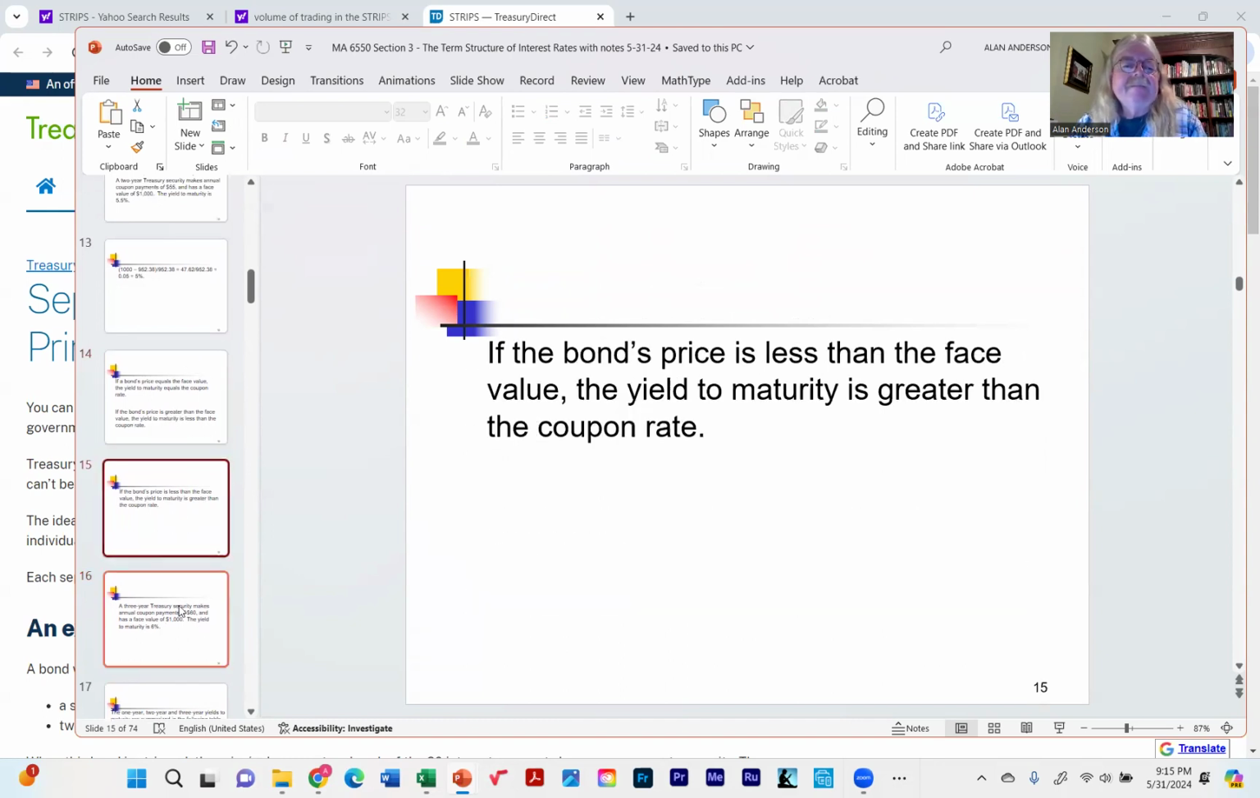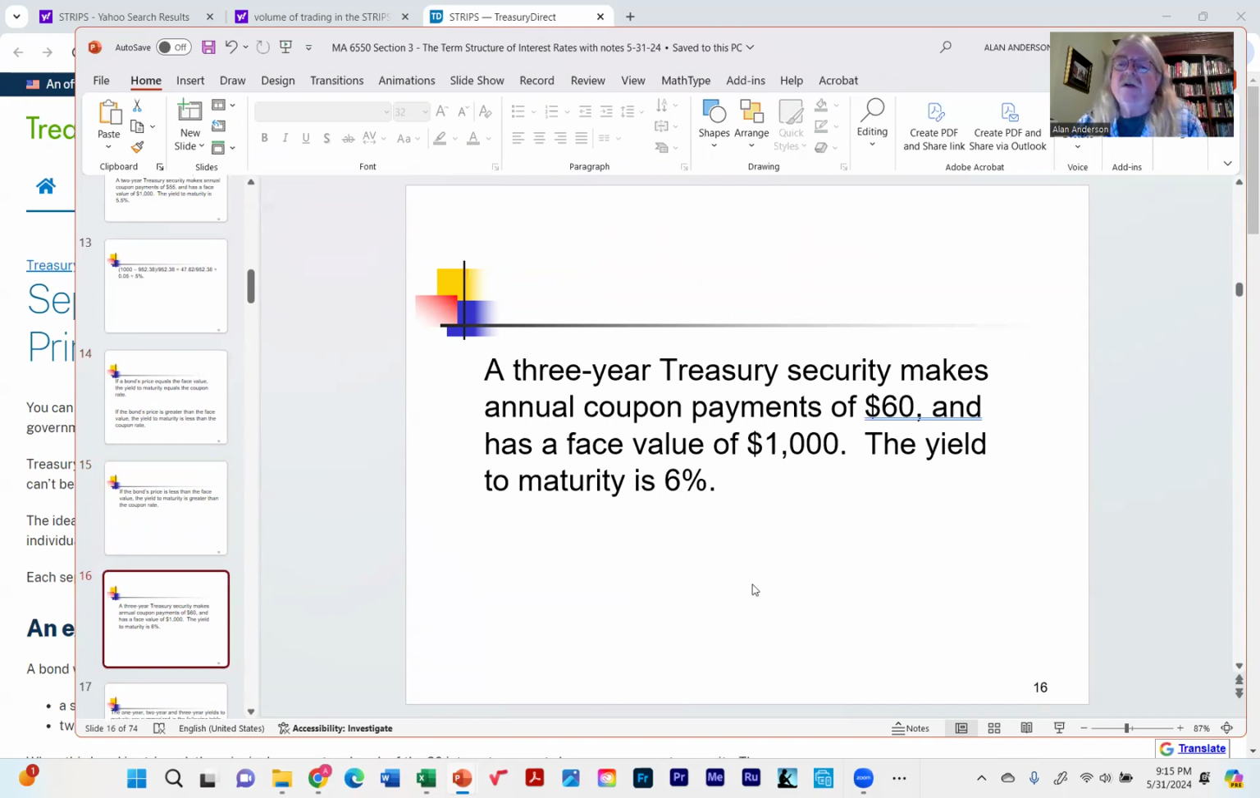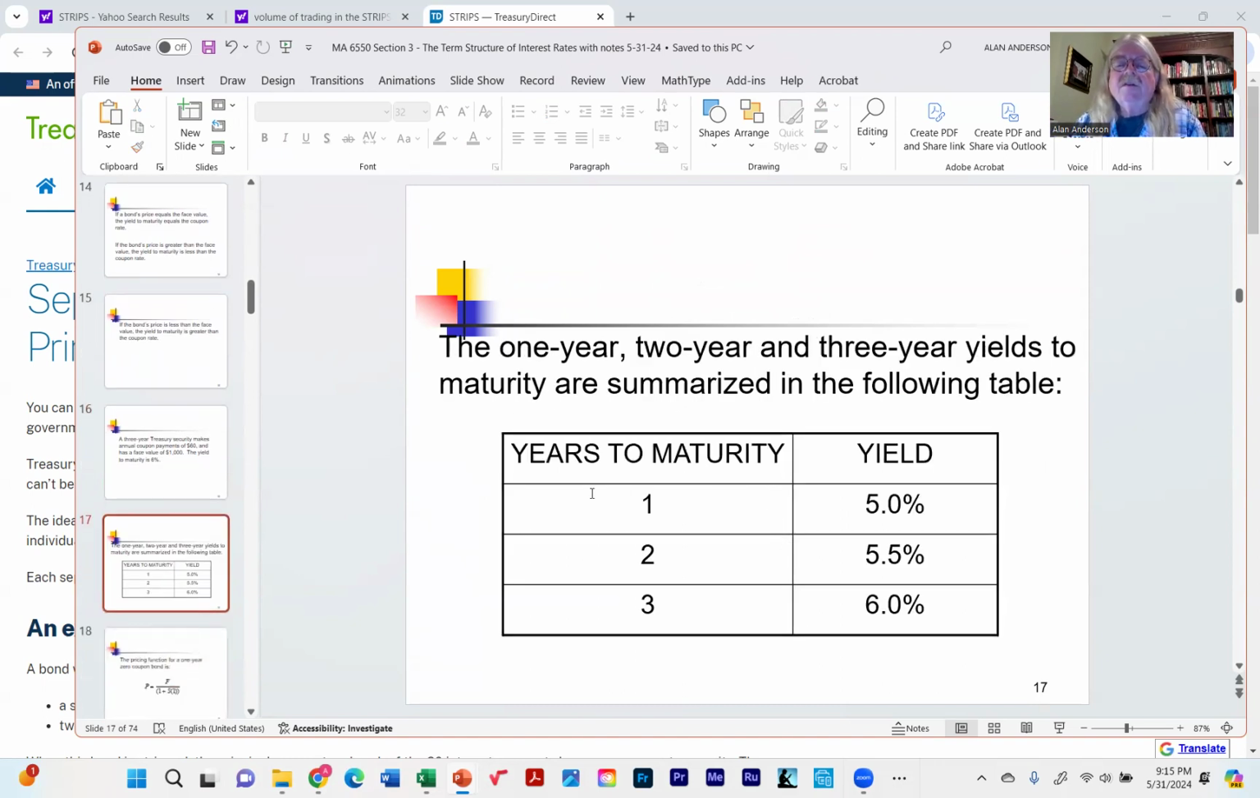Now, there's a 3-year treasury note that's making annual coupons of $60, meaning a 6% coupon rate. Therefore, because the face value and the price are 1,000, the yield is 6%. So here's the chart.